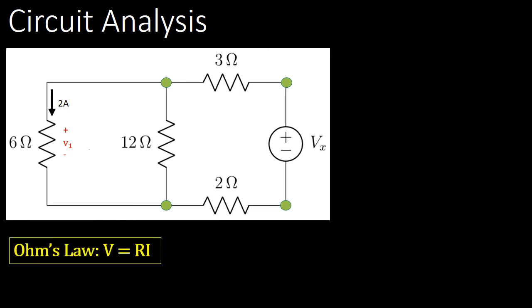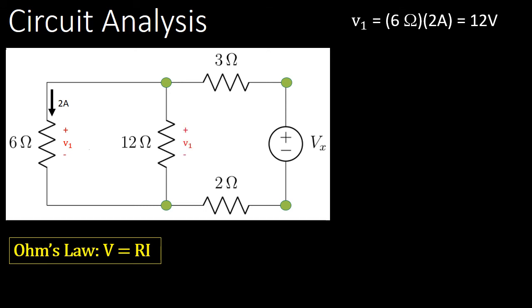Ohm's law gives us the relationship between voltage and current in a resistor, and here we can use Ohm's law to find out what V1 is, since we know the resistance and the current. V1 is 6 ohms times 2 amps, and that gives us 12 volts. Then we notice that the 6 ohm resistor and the 12 ohm resistor are actually in parallel. We see that both ends are attached to each other.